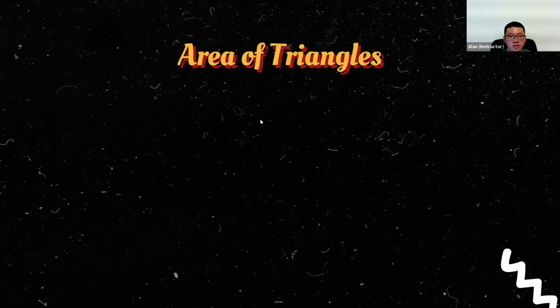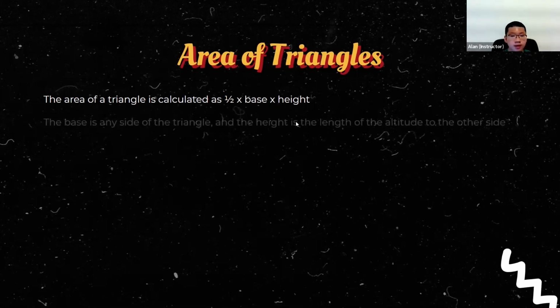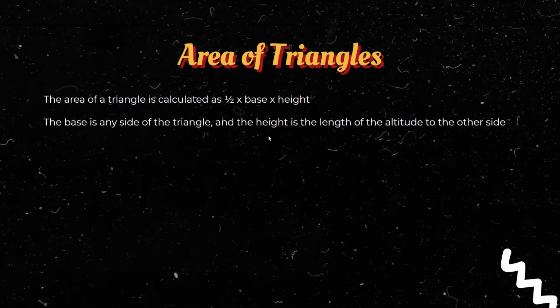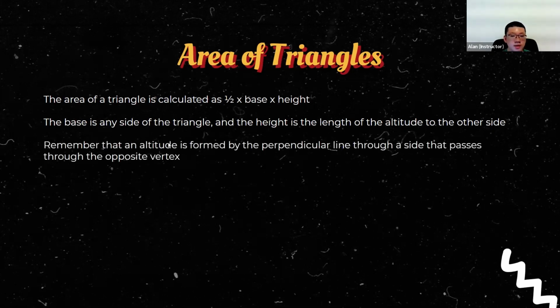Alright, so now we're going to move on to the area of triangles. So the area of a triangle is calculated as 1/2 times its base times its height. So this base could be any side of the triangle, and the height is the length of the altitude to the opposite vertex. So remember that an altitude is a perpendicular line through a side that passes through the opposite vertex.